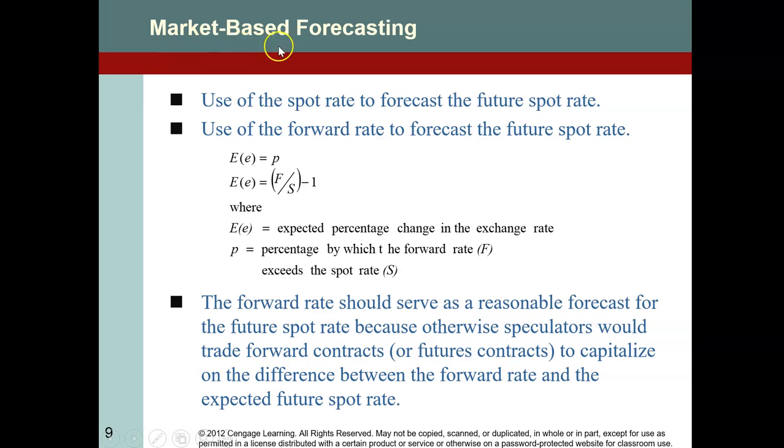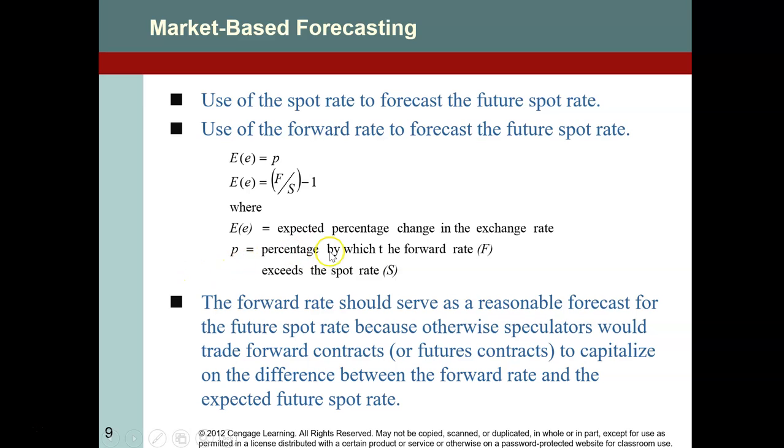The third method is market-based forecasting. We use the spot rate to forecast the future spot rate. We use the forward rate to forecast the future spot rate. Okay, so the expected exchange rate change, EE, equals p, and also equals the forward rate divided by the spot rate minus 1. EE stands for the expected percentage change in the exchange rate.